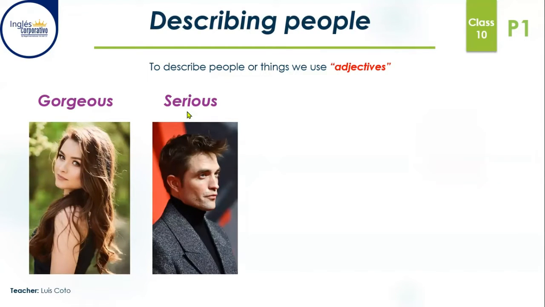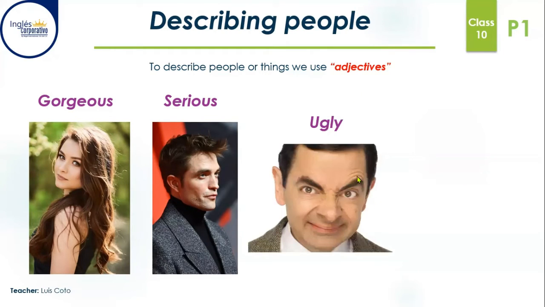He's serious. Who is this person? Who is this actor? He is not Twilight, he appears in the movie Twilight. Robert Pattinson. Correct. He is Robert Pattinson. In the picture, he looks serious. Correct. Serious.